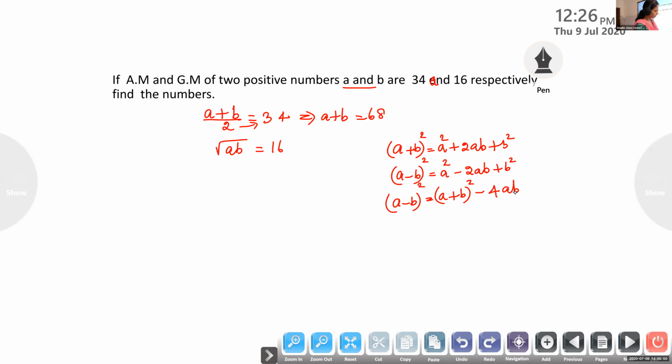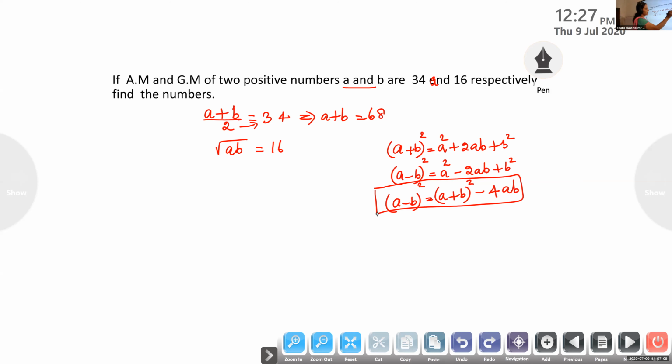Is it clear, Achyut? So (a minus b) the whole square is (a plus b) the whole square minus 4ab. So this identity we are going to use here.